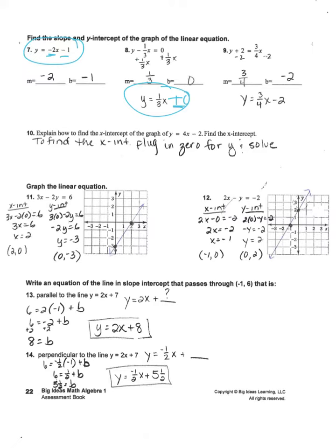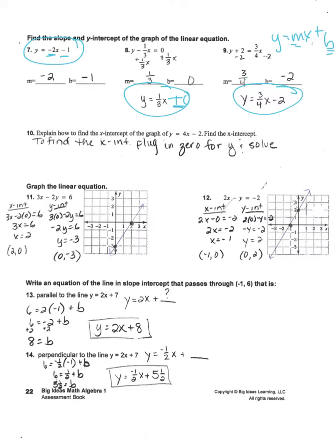Same thing for number 9. You had to subtract 2 from both sides to get it into slope-intercept form of y equals mx plus b. This is going to give you your slope and your y-intercept. So you'll see it's y equals 3/4 x minus 2. So your slope is 3/4, your intercept is negative 2.